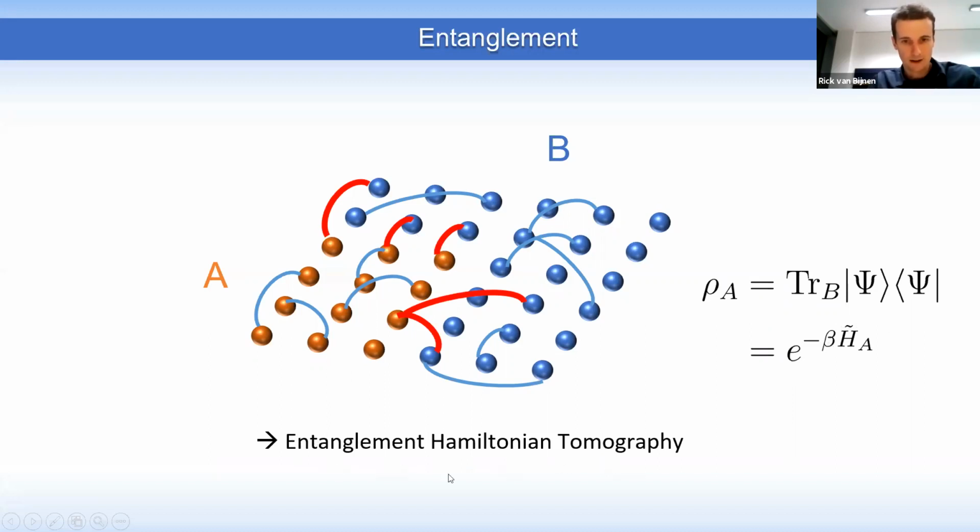You can read this. This is also the title of the talk, and you can read this basically two ways. One way is I can do tomography of the entanglement Hamiltonian, so we try to determine this thing out of experimental data. And the other way you can read it is that we do tomography of a quantum system using the entanglement Hamiltonian. So both interpretations fit basically to this talk.